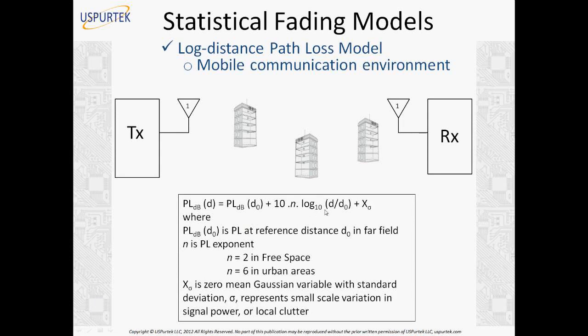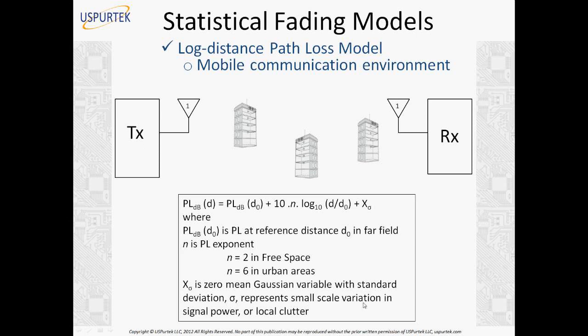Why is it log distance? You see it's a log of d over d0. So for your reference, n we can use 2 for free space, and n is usually 6 in urban areas. But it's not a fixed number. It could be anywhere between 2 and 6 too, depending on what type of urban area it is. Is it a suburb or an urban, or just a wide apart urban? A lot of experimental or measurement data is needed to determine what type of index we are going to use here. X sigma is the variation.